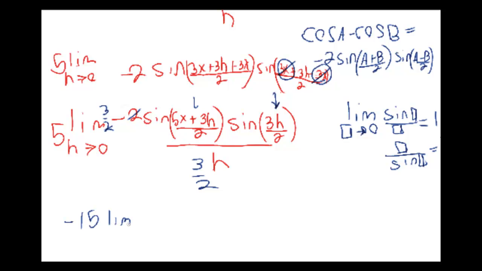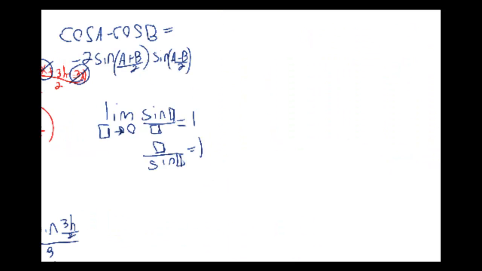Limit as h approaches 0, and then I have sine of 6x plus 3h all over 2. And I'm going to write another limit because the limit of the products is equal to the product of the limits. Basically means you can just do them separately if you want to if they're multiplied. And then here we have sine of 3h over 2 over 3h over 2.